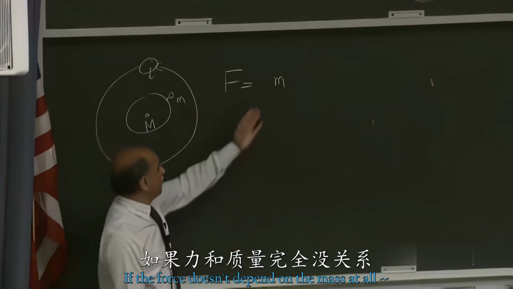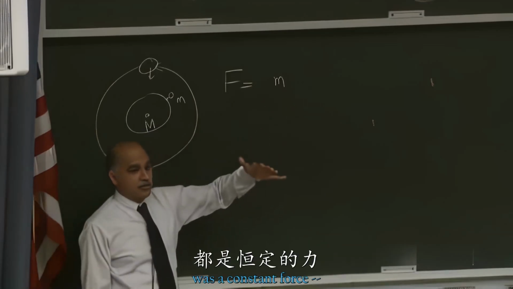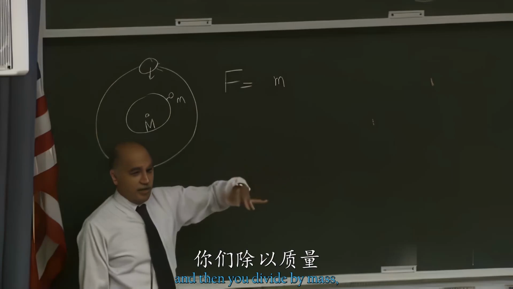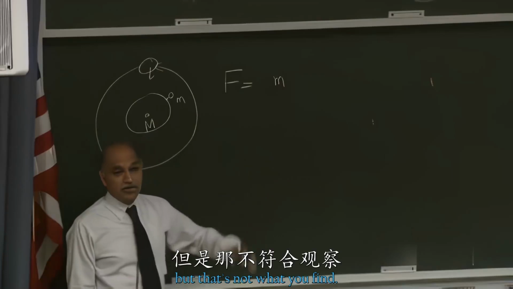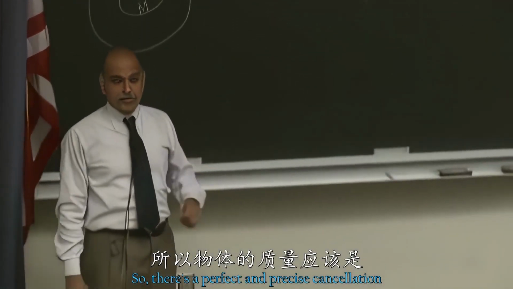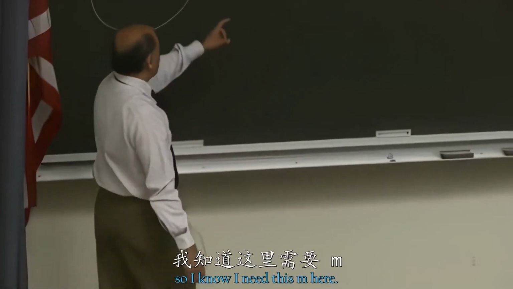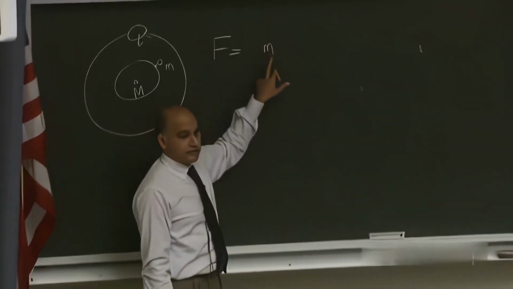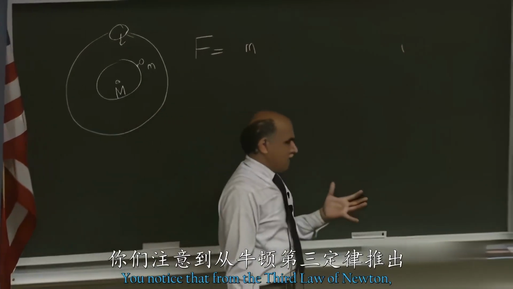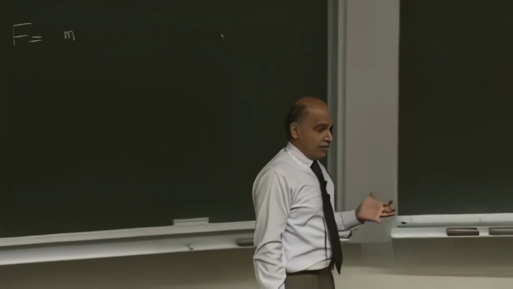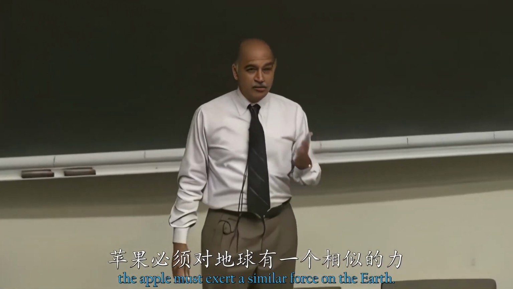If the force doesn't depend on the mass at all, suppose the force on every body near the earth was a constant force, then when you divide by mass, you will find that heavier objects will have a smaller acceleration, but that's not what you find. So that's a perfect and precise cancellation of the mass of the object. All things fall at the same rate, so I know I need this m here. What else do I need? You notice that from the third law of Newton, if there's a force on the apple, the apple must exert a similar force on the earth.